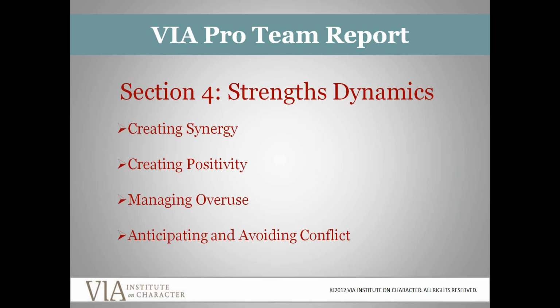Section 4 of the report does not provide team data, but simply describes different team dynamics that are related to character strengths. For example, it describes how strengths can collide with one another and how such collisions can be avoided through knowledge of one another's strengths.